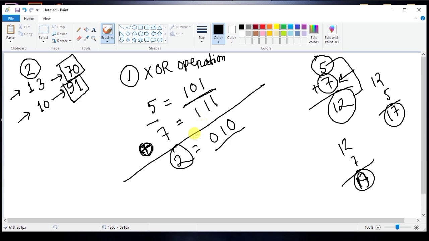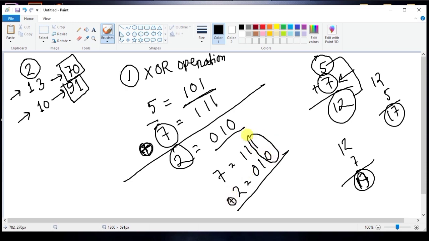Okay, so if I do XOR between 7 and 2, we'll get 5. Let's see that. Here 7 equals 1 1 1 and 2 equals 0 1 0. If we do the XOR operation between these two, this 1 and 0 are different, so we'll get a 1. This 1 and 1 are the same, so we'll get a 0. And this 1 and 0 are different, so we'll get a 1. And this is the binary representation of 5 actually, so we'll get 5 back.